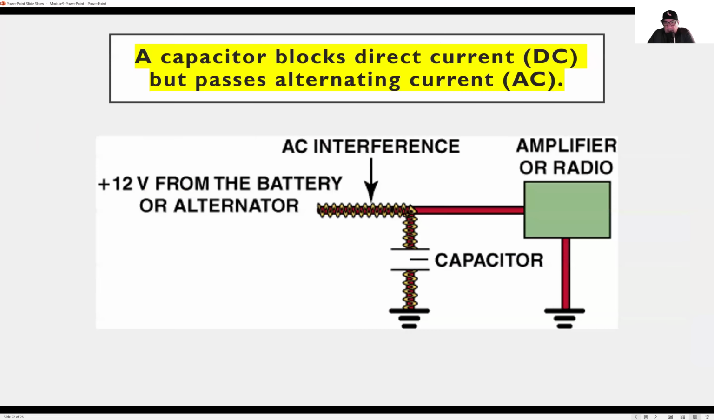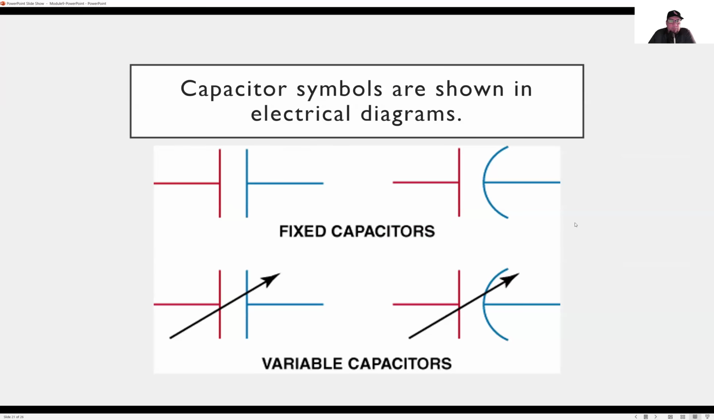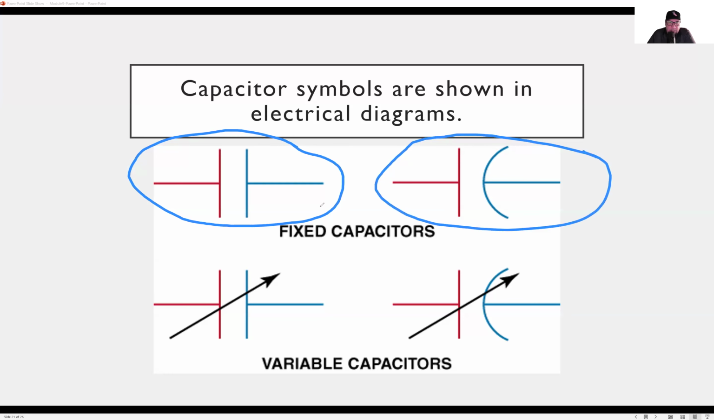Let me go back to this slide here. This slide shows the symbols of a capacitor. This is the main one that we usually see, the upper left one. This one we see as well. Not as common, but they are there. And these are mainly fixed capacitors, so they don't change. There are variable capacitors, but they're not used very often in cars, at least for our purposes.